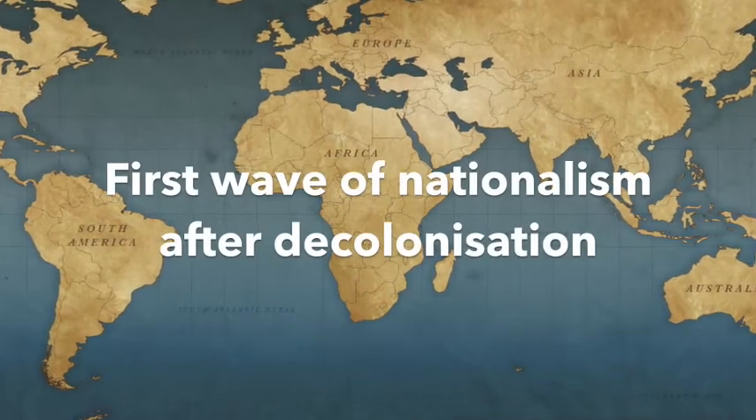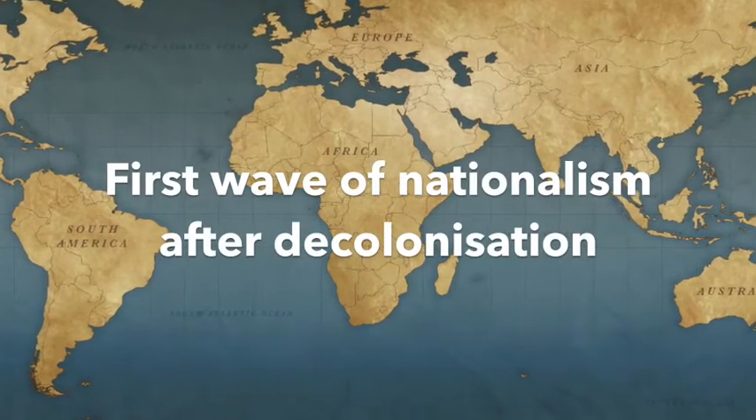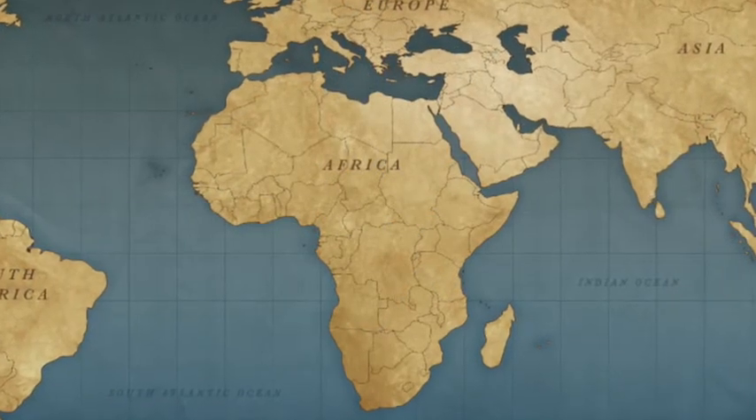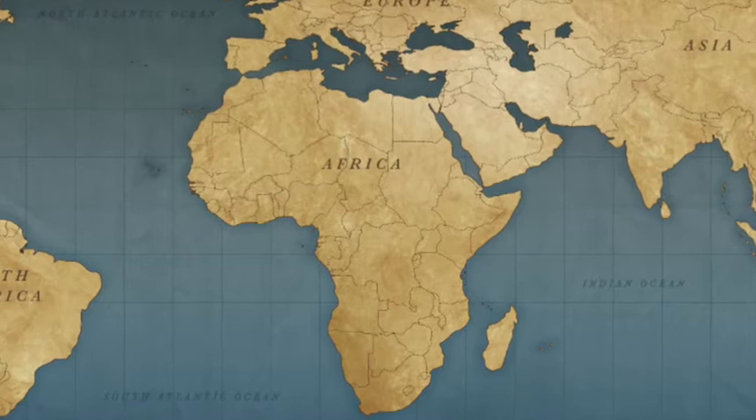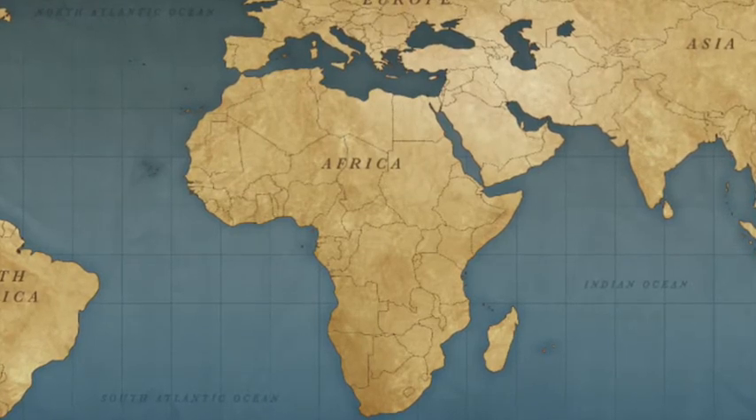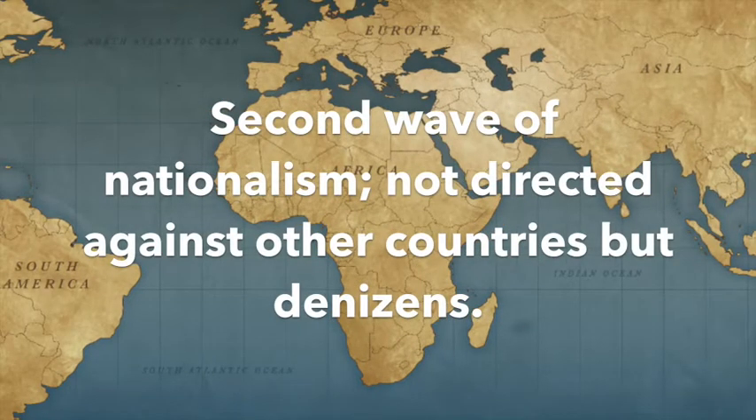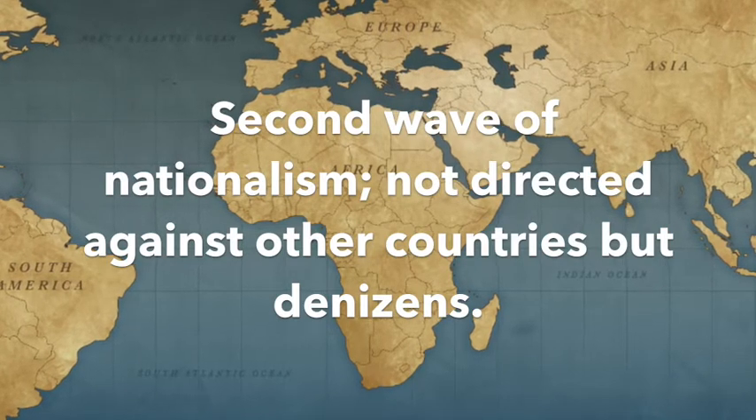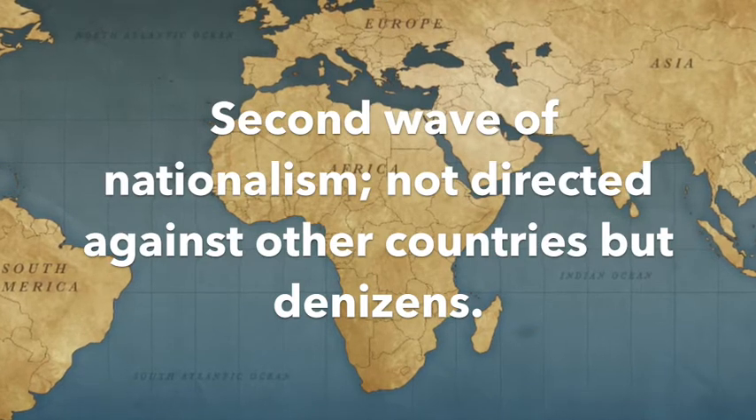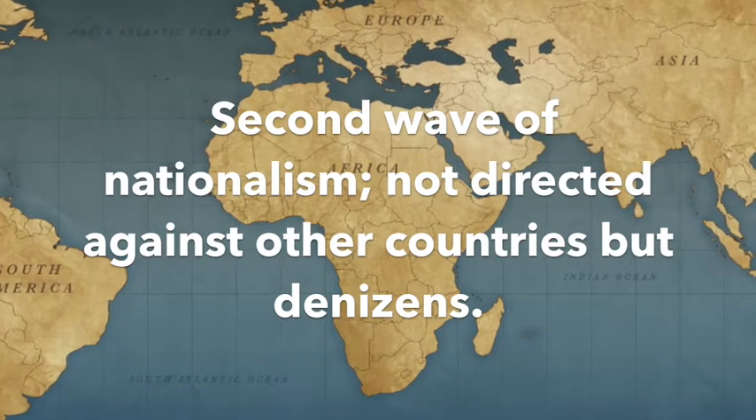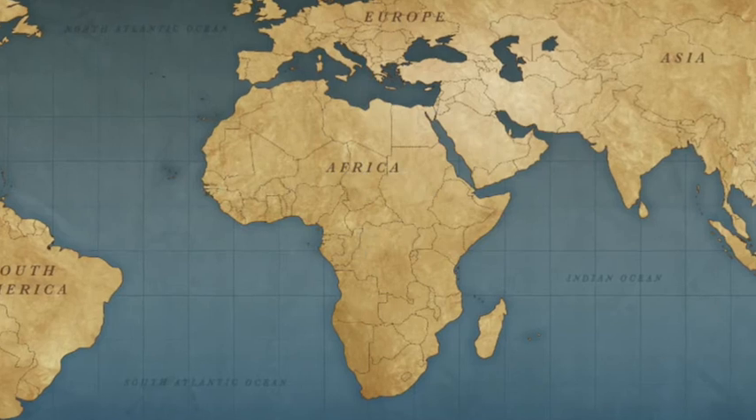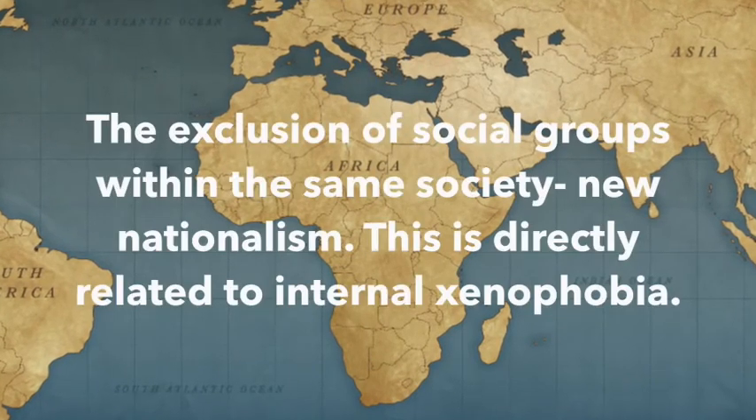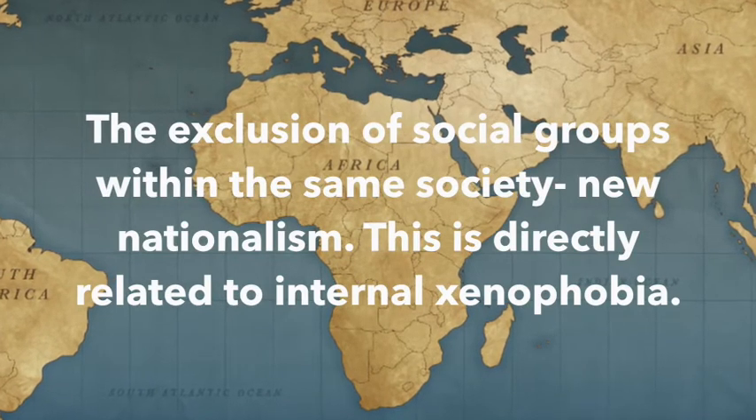The first phase of nationalism in African states happens in the process of decolonization. It was directed against colonial powers, which meant against other states. This second nationalism is, as a rule, no longer directed towards other countries, but against denizens or non-citizens, who live within an African state. So this kind of nationalism is directly related to internal xenophobia. The inclusiveness of the beginning of independence is gone. Now the exclusion of social groups within the same society defines the new nationalism.